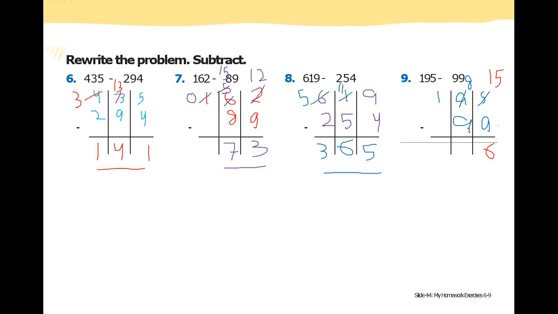8 minus 9, it's not going to work because we have more on the floor. We need to regroup by moving to the next door. We're going to cross 1 to become 0 and 8, it's going to become 18. 18 minus 9 equals 9. 0 minus 0 equals 0. The answer is 96.